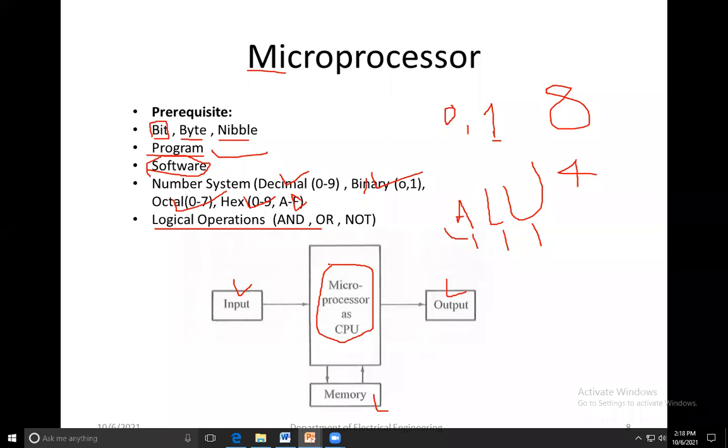In your computer there is a processor: Pentium 1, Pentium 2, Pentium. That is a processor. If you remove this processor, you can't work on the computer. You have to connect the processor in the motherboard, and you have to connect the peripherals to it.